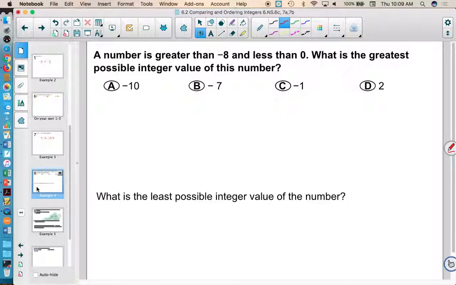A number is greater than negative 8 and less than 0. So it's greater than negative 8 but less than 0. What is the greatest possible integer value of this number? Is it A, B, C, or D?